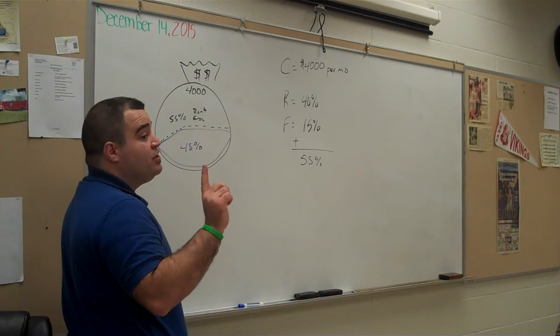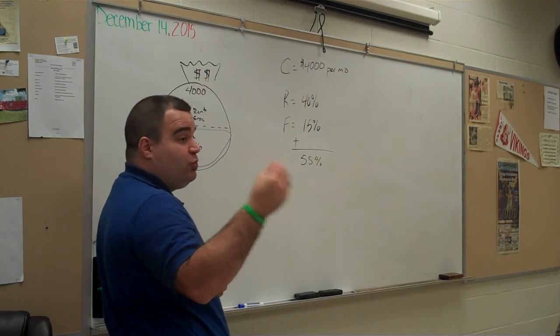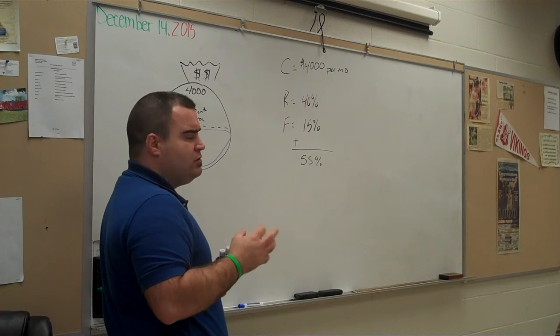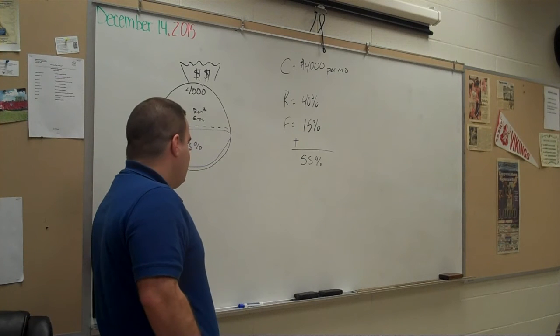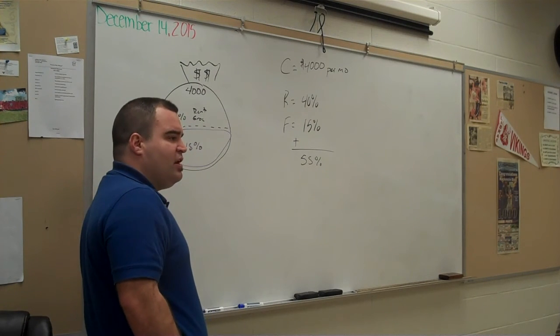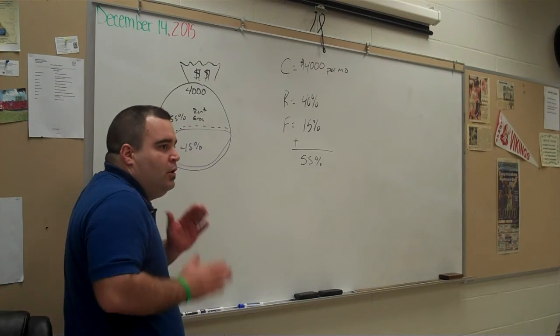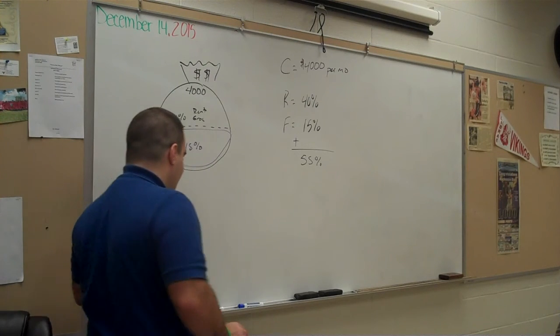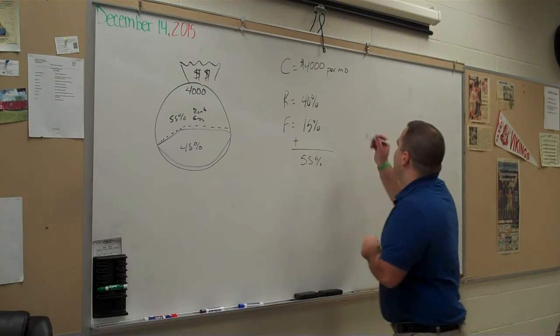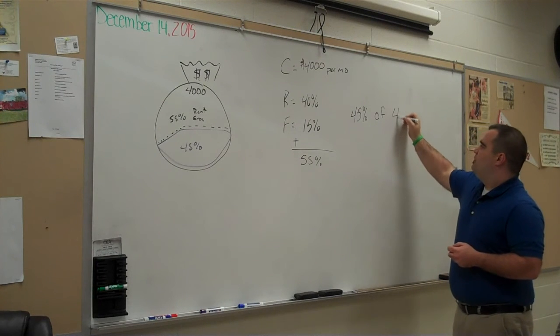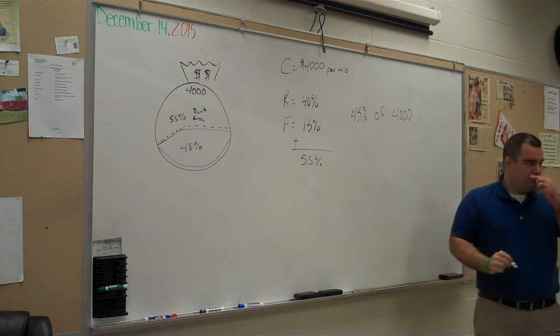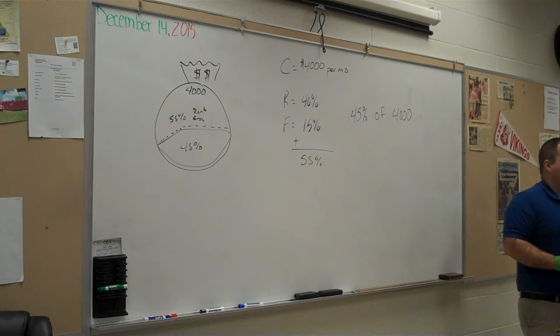So I don't want to know what percentage of her money. I want to know the actual dollar amount. So, is it any different from what we just did? So, class, what is 45% of 4,000? 45 times 4,000. 45% with the decimal, of 4,000. So let's do some math. Go ahead.